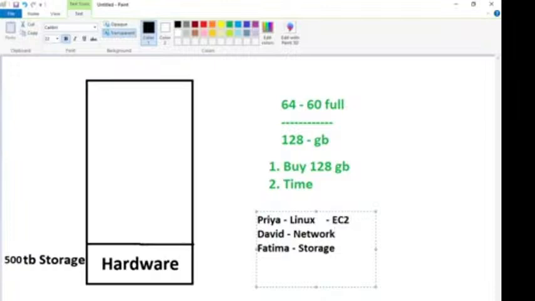There are many companies actually where they are using multiple cloud providers, not only one. Some servers are running in Amazon, some servers are running in Microsoft. Priya should be good in a service called EC2. David should be good in a service called VPC. Fatima should be good in a service called S3. If there is no cloud, the EC2 service is not available. If there is no cloud, S3 is not available. VPC is also not available.